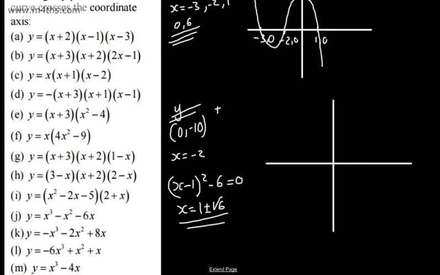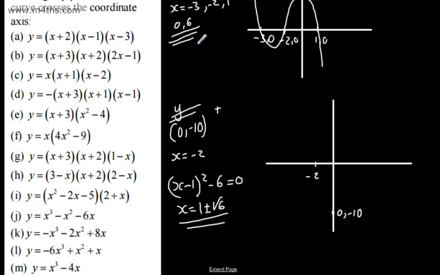So what we've got then is this positive cubic equation. We've got the point down here, which is 0, negative 10. We've got now the point negative 2. Okay, so what we're going to have is negative 2. What we've got here now is 1 minus root 6. If we think about root 6, it's going to be about 2.5, give or take.